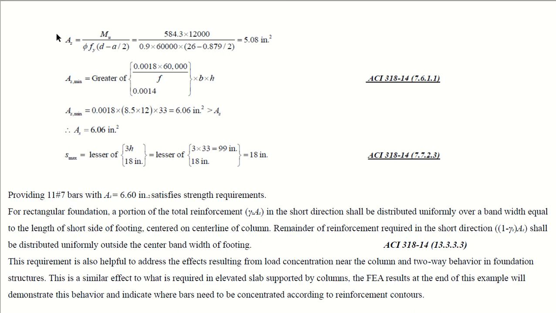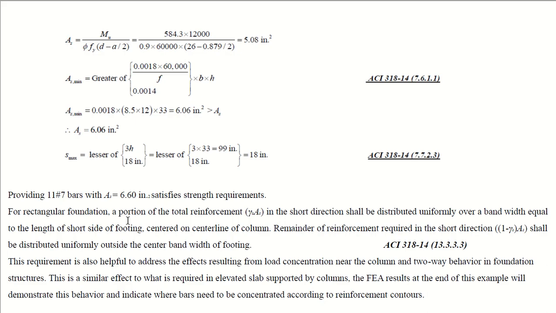Now selecting the area, putting the values, we are getting 5.08 square inches. Checking for the minimum reinforcement requirement, the minimum reinforcement is 6.06, which is greater than our calculated reinforcement, so we will provide this minimum reinforcement. The maximum spacing is the lesser of these two, which is 18 inches. So providing 11 number 7 bars with total area of 6.6 square inches satisfies strength requirements.